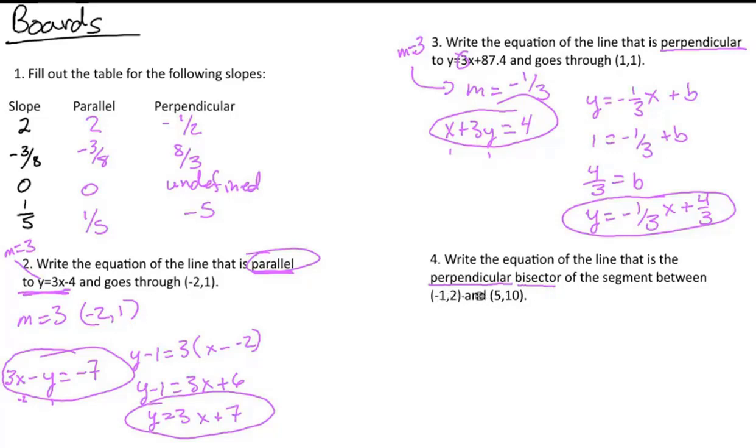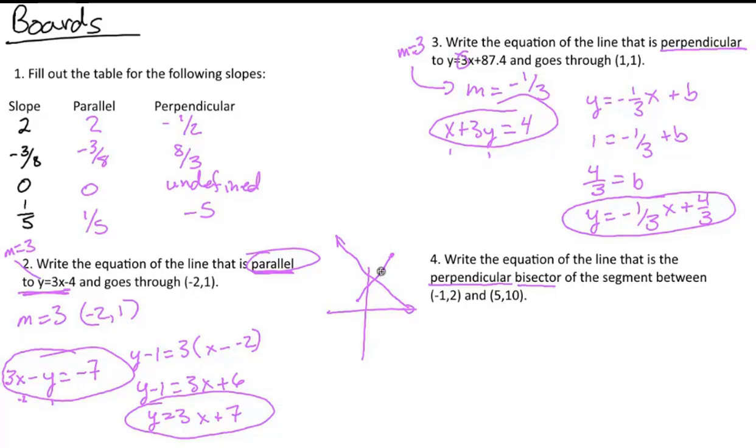Number 4, write the equation of a line that is the perpendicular bisector. So we're not going to go through either one of these points, and we won't have this slope. So I always kind of need to draw these out to make sure I know what's going on. -1, 2, and 5, 10. Ooh, that looks like a very large positive slope. And so there's the segment. So we want the equation of the line that cuts it exactly in half.